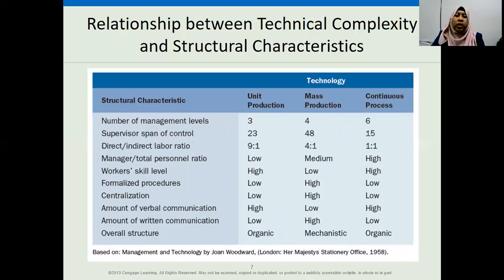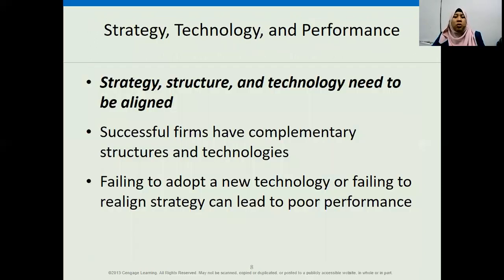is under organic. So for those who are not clear what is organic and mechanistic, I want you to refer back to topic 1. We already touched on this one. What is the difference between organic and mechanistic organization? All right, and then we also have the strategy, technology, and performance.